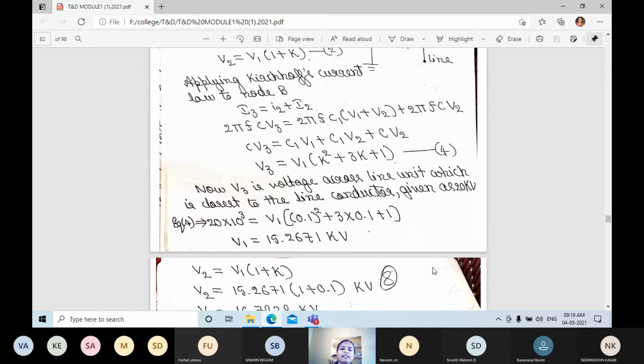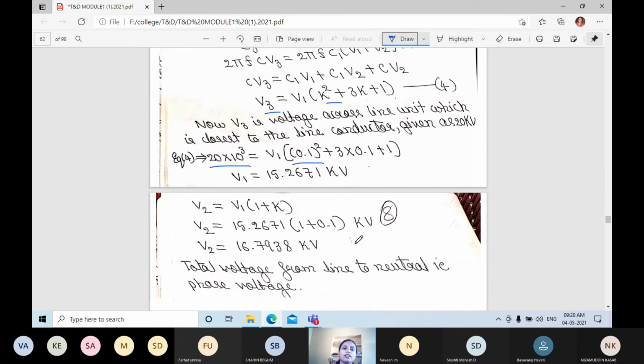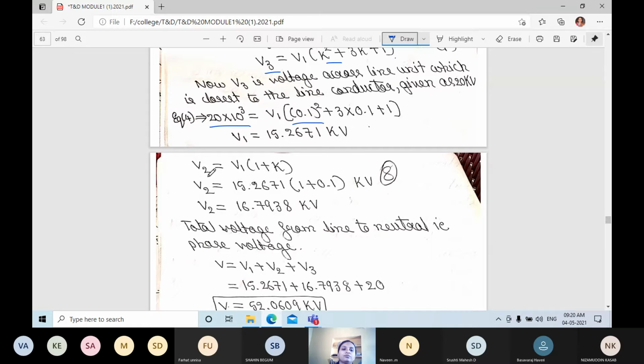V3 is equal to 20 into 10 to the power of 3. We know the value of V3 and we know the value of K also. From this we need to find V1. If you substitute the K value and the V3 value, you will get V1 is equal to 15.2671 kV.